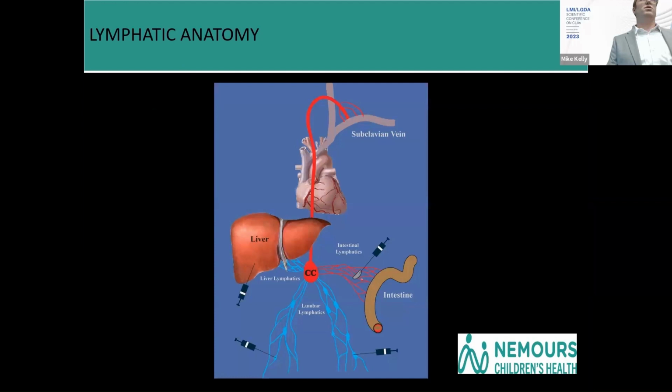Very basic lymphatic anatomy. So retroperitoneal system to your cisterna chyli in your upper abdomen, up your thoracic duct to your left subclavian vein. And currently we have access to the retroperitoneal system from your lower extremities, the mesenteric system, and the hepatic lymphatic system.